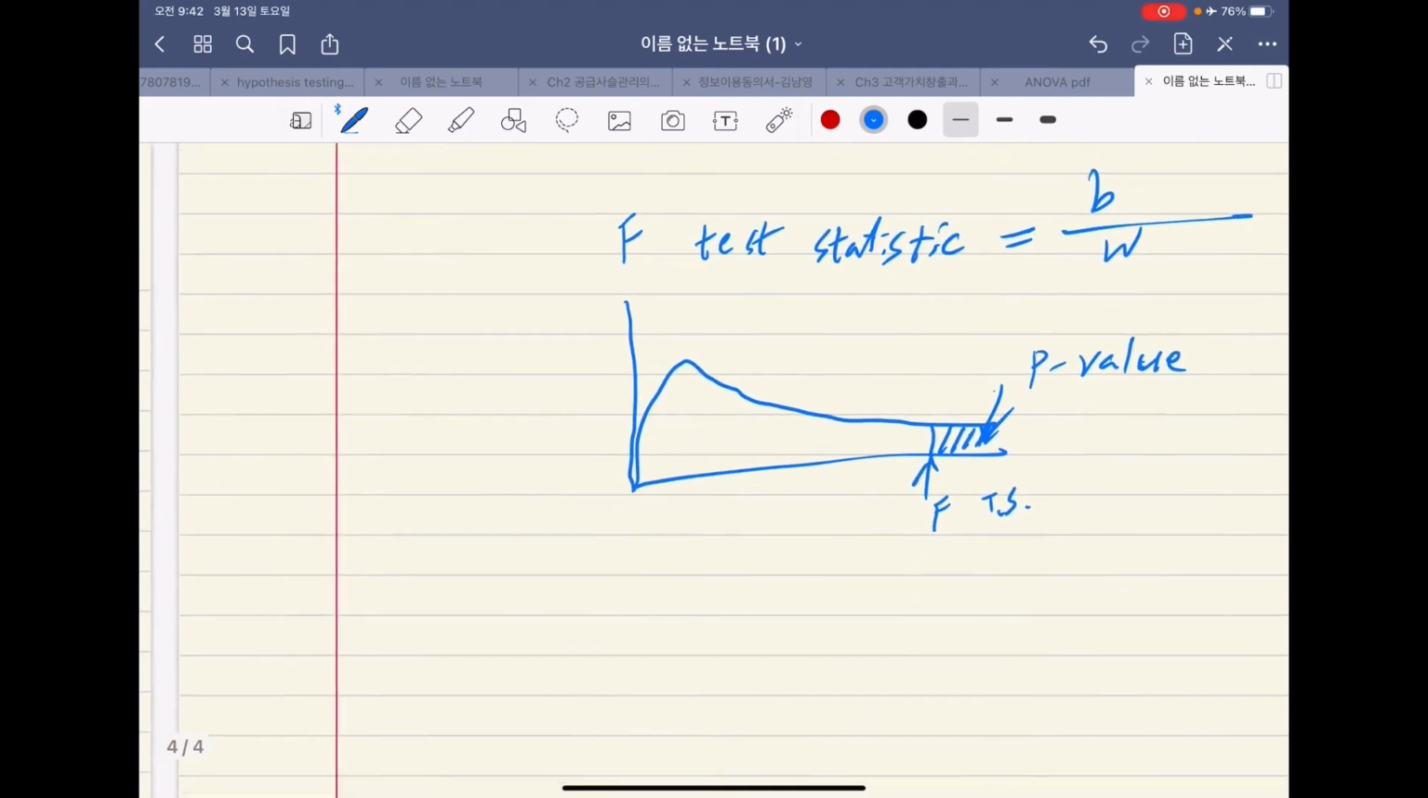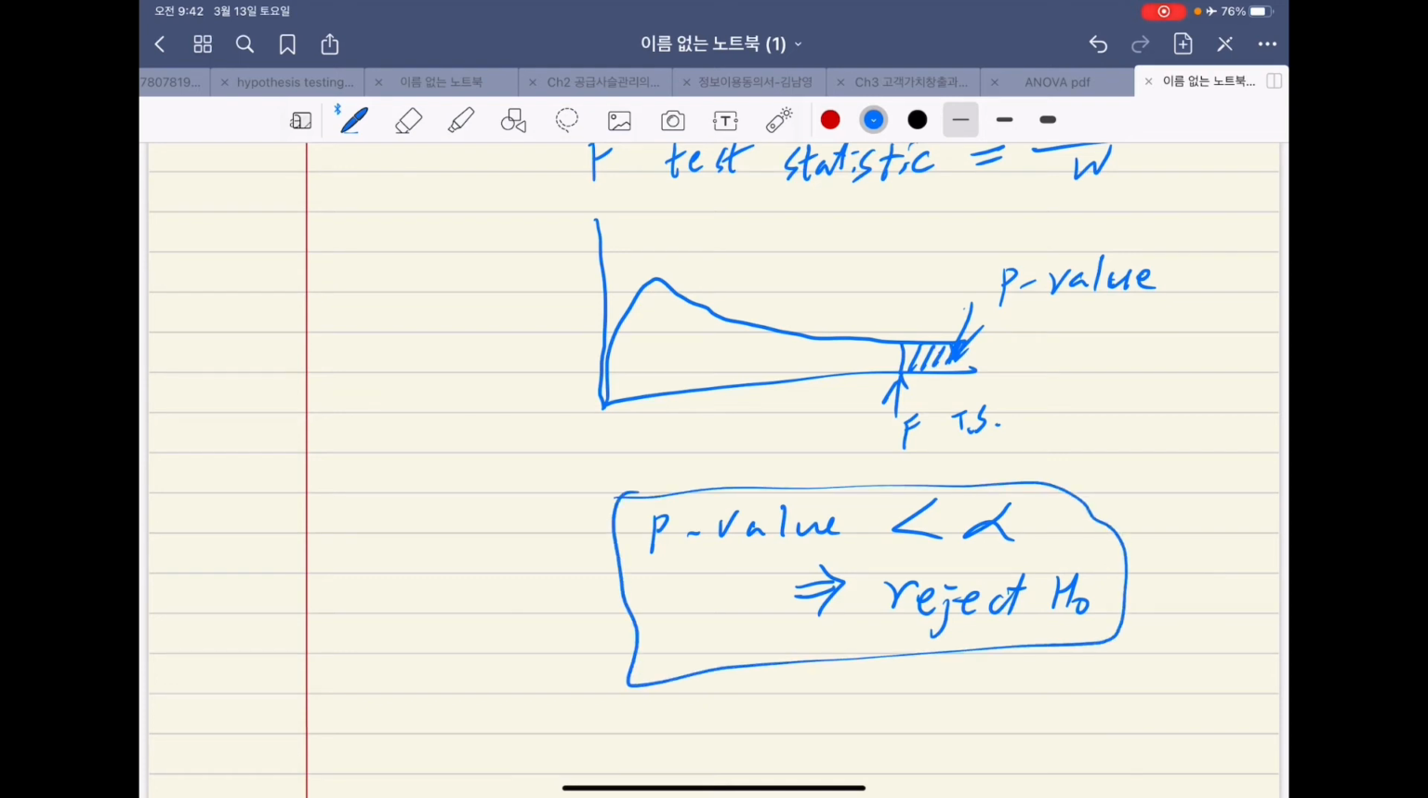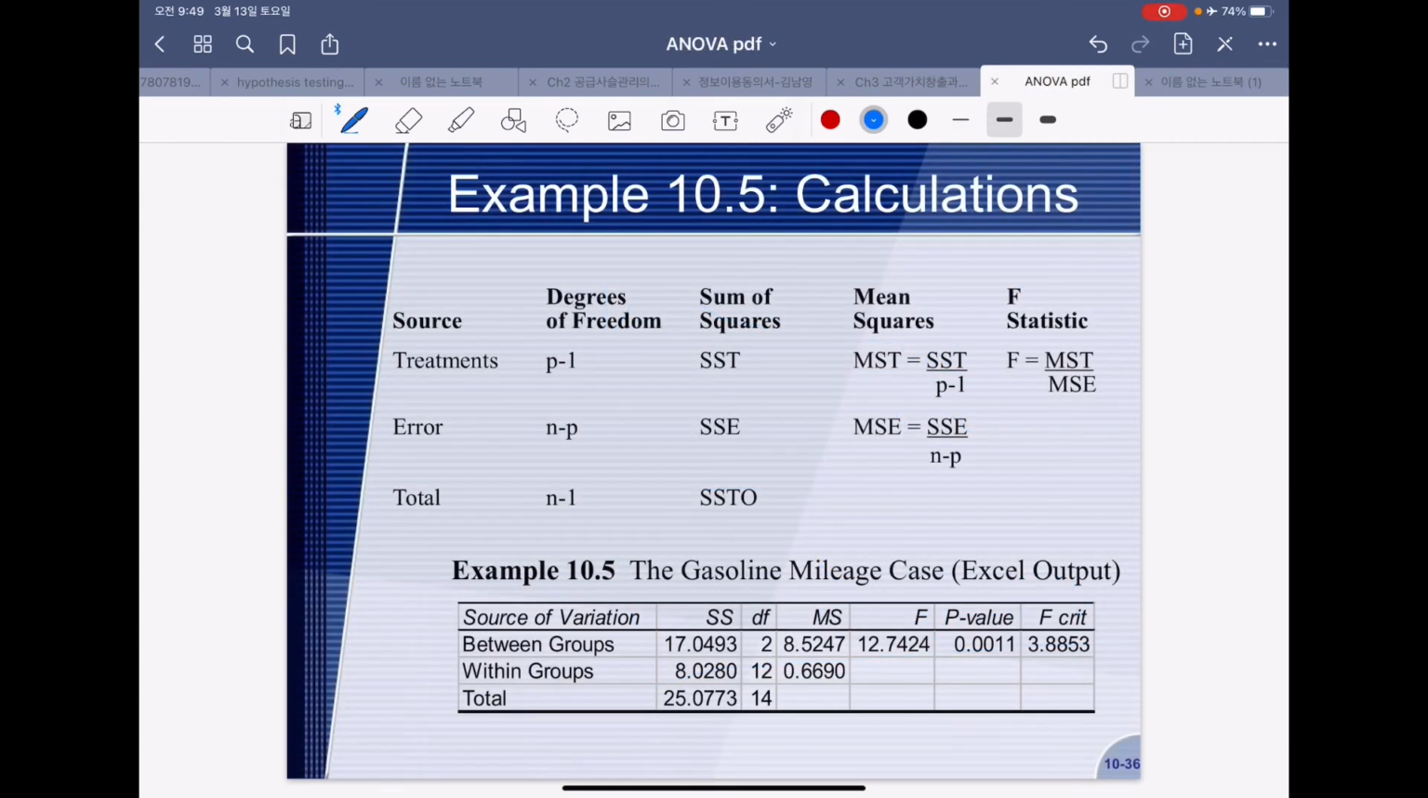Once you get the p-value, you compare the p-value with your alpha. If this is true, then you reject the null hypothesis. Now let's go back to the PowerPoint again. Now we are back to PowerPoint.